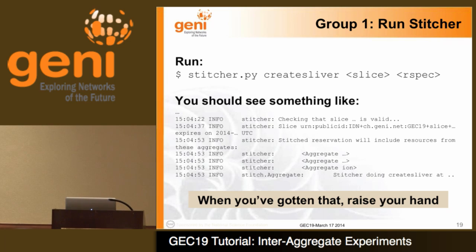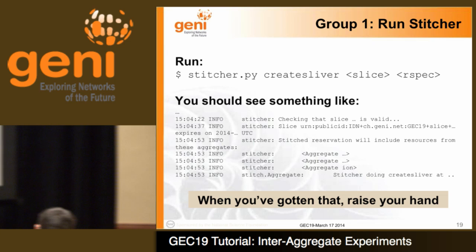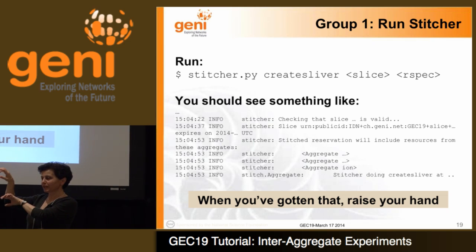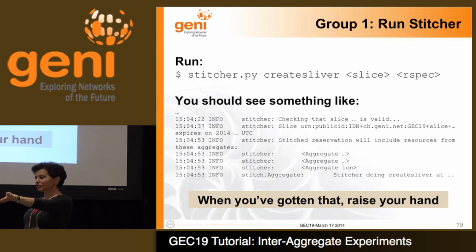Stitcher is the same as Omni, except it has the smarts to go out there and create the stitch link across all the aggregates. If you were using Omni, you'd have to create the sliver at every single hop. This is smart enough to get your RSpec, look at the component IDs for your link, and check with the stitching computation service: how do I connect these two endpoints? And then it generates the stitching RSpec required to set this up end to end.